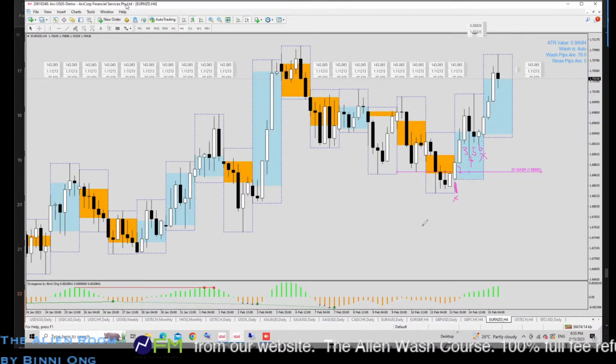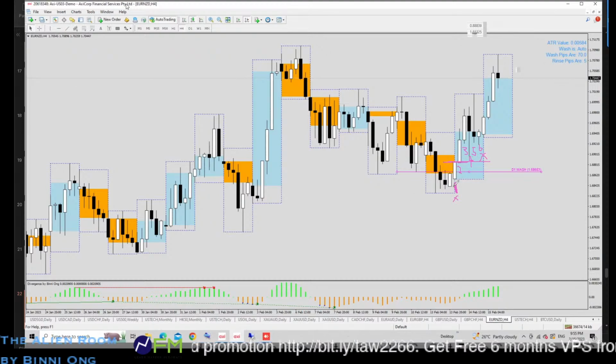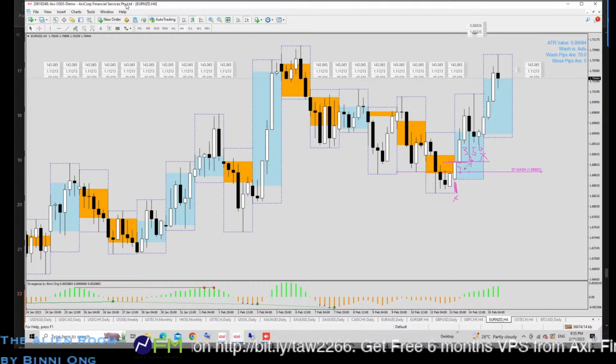Now, when this happens, it means that we need to identify whether number 2, number 3, number 4, number 5 had a close above the opening bar high. So this is the opening bar high. If it has, then we can place in the order at the close at the end of number 2.